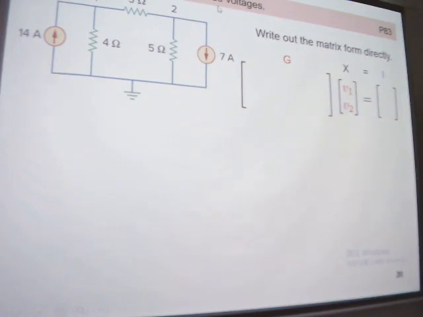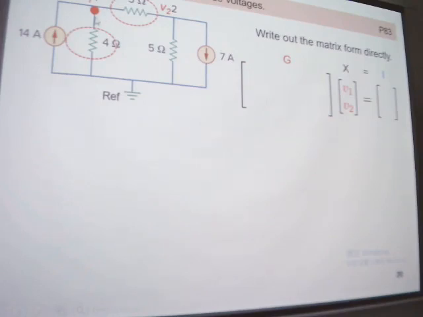Calculate the node voltages. Okay. So first step, what should we do? Select the reference node, right? Then select V1 and V2, because here we have two independent nodes, right? V1 and V2. And here we use the direct method.